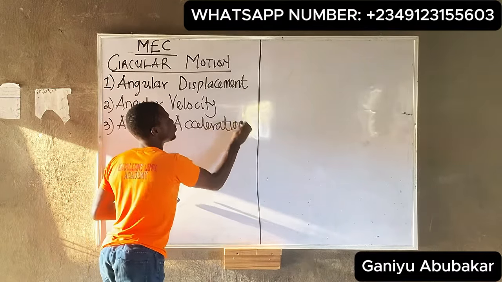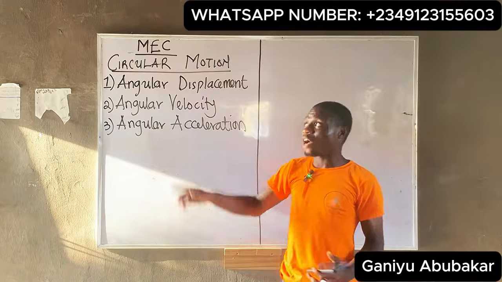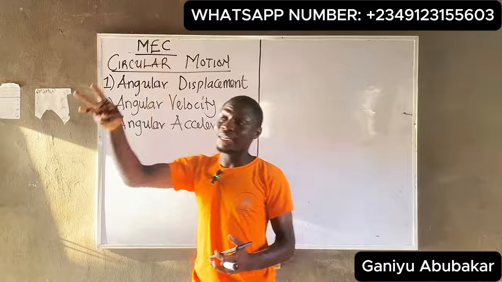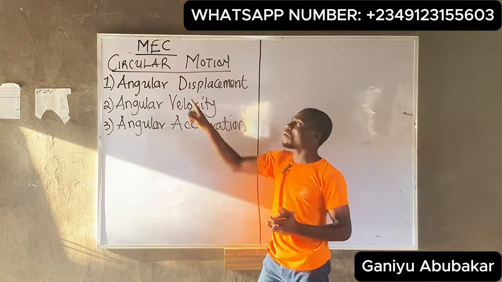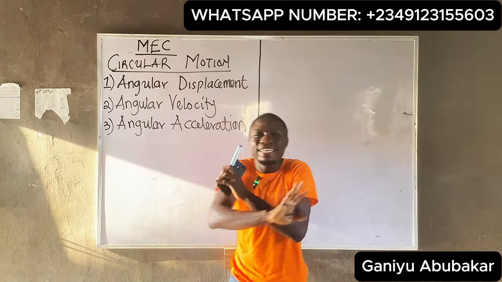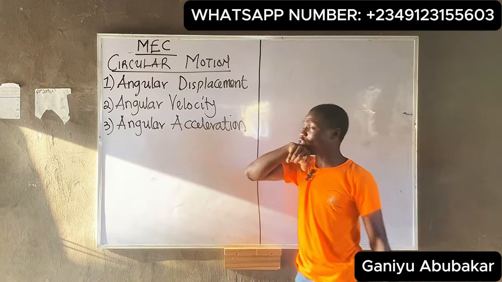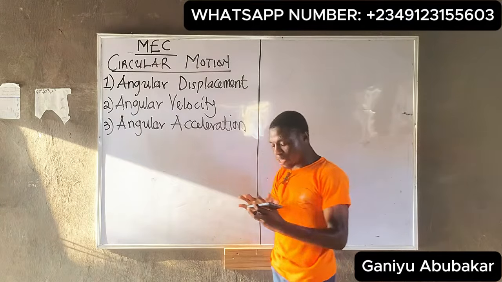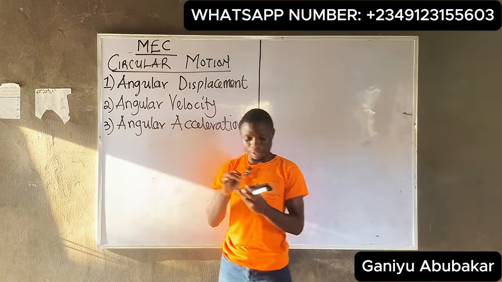Please, when it comes to circular motion, rotational dynamics or rotational motion, whichever one you are good to go. Now I'm saying this, please. When it comes to this concept, there are just three things you need to know. What's the first one? Angular displacement. Number two is angular velocity. Number three is angular acceleration. Let's look at this concept one after the other, please.